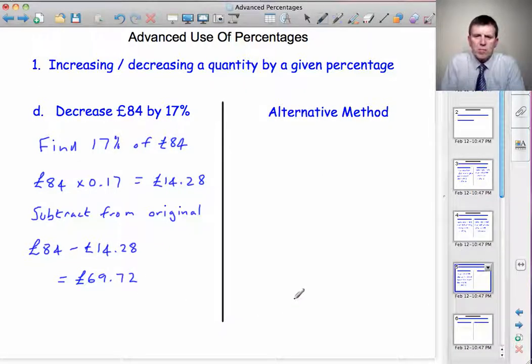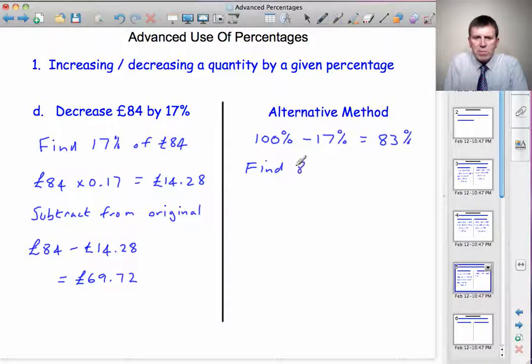Right, now for the alternative method, similar to the one we used for increasing by a percentage. We begin with £84, which is 100% of itself. But this time we're going to decrease it by 17%, so we're going to take 17% off. And that means there'll be 83% left. So the question is simply to find 83% of £84.